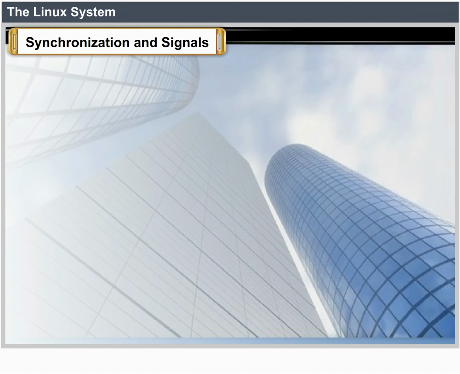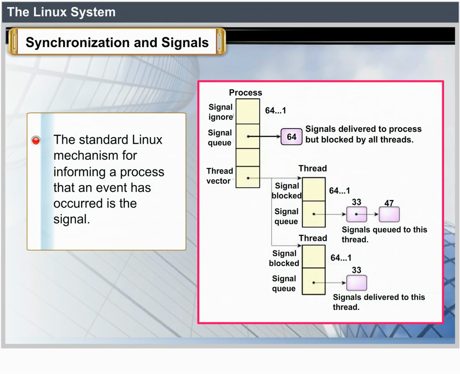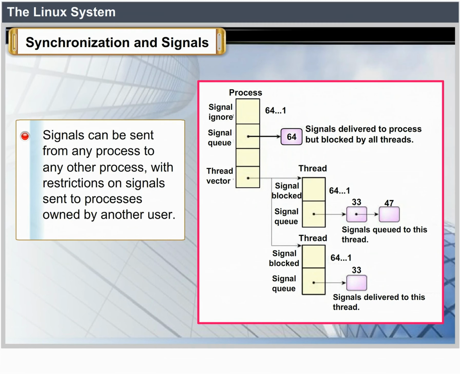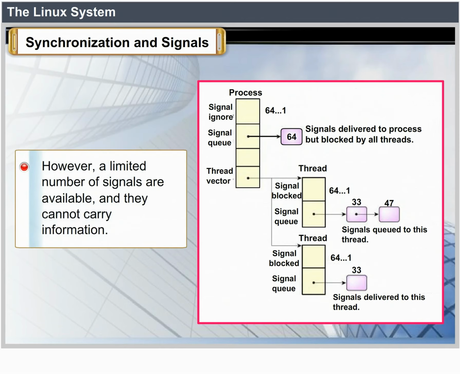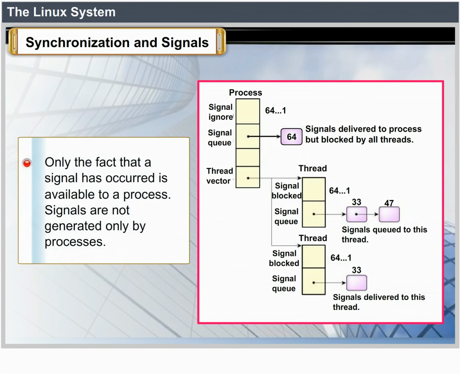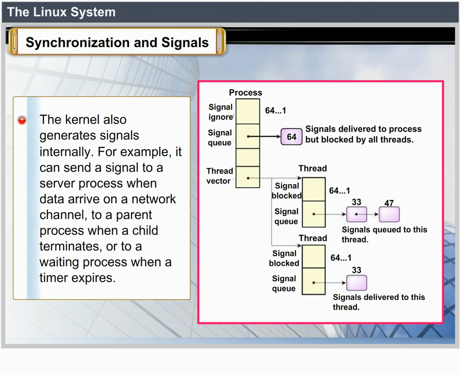The standard Linux mechanism for informing a process that an event has occurred is the signal. Signals can be sent from any process to any other process, with restrictions on signals sent to processes owned by another user. However, a limited number of signals are available and they cannot carry information. Only the fact that a signal has occurred is available to a process. Signals are not generated only by processes. The kernel also generates signals internally. For example, it can send a signal to a server process when data arrive on a network channel, to a parent process when a child terminates, or to a waiting process when a timer expires.